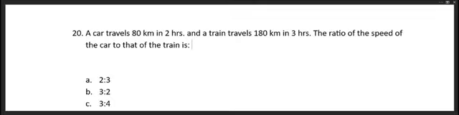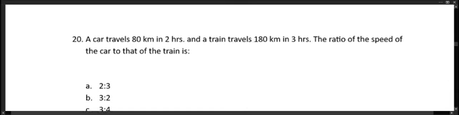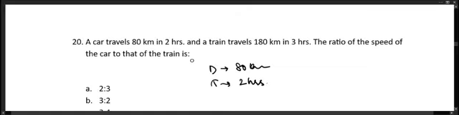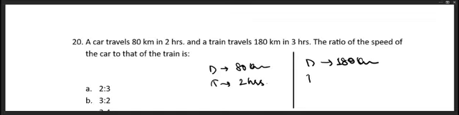Our first question says that a car travels 80 km in 2 hours. Here, the distance traveled by the car is 80 km and time is 2 hours, and a train travels 180 km. So the distance traveled by the train is 180 km and time is 3 hours.